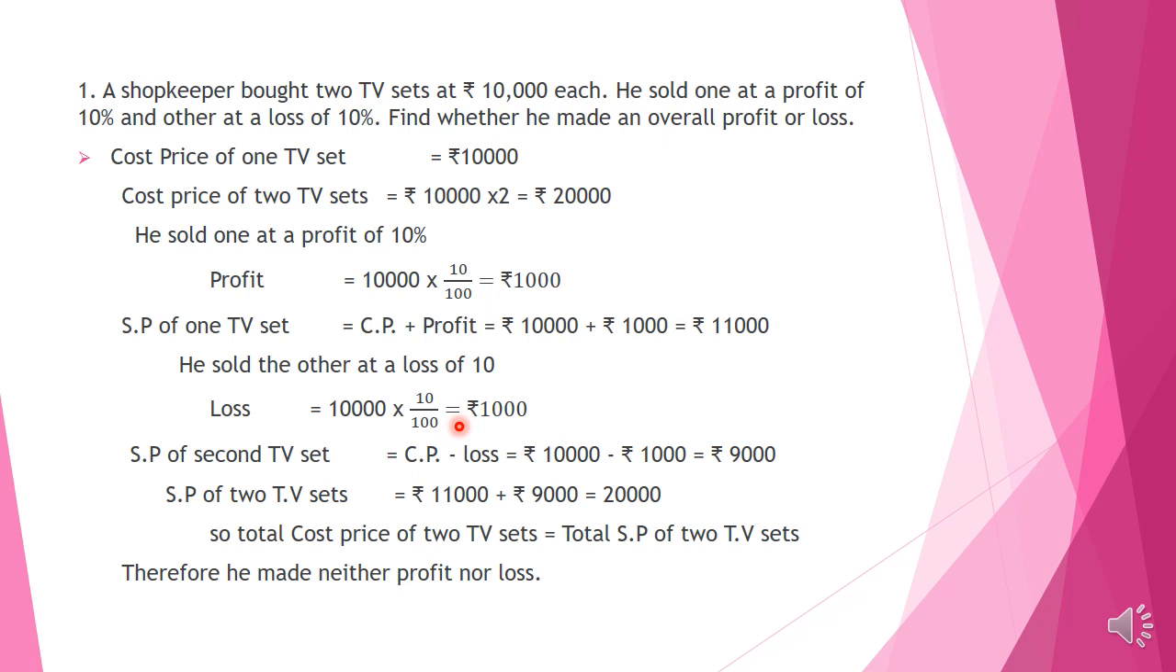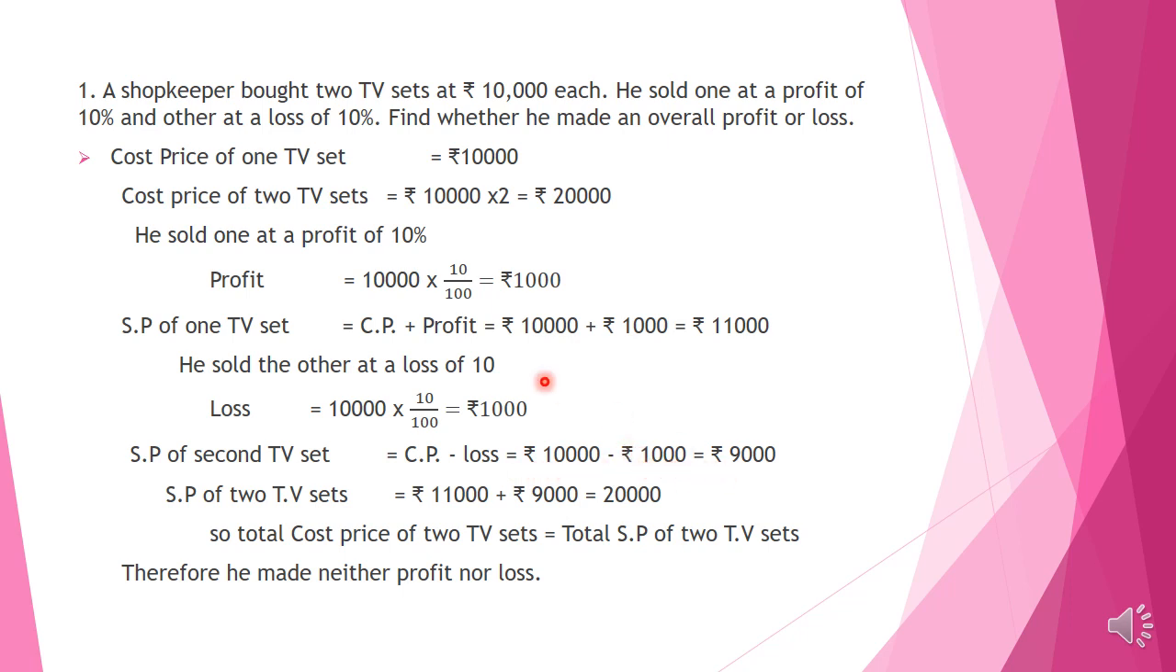Okay, he sold the other at a loss of 10%, and loss is 10% of 10,000. Again we get 1,000 rupees. Here it is a loss. Therefore SP of the second TV set is CP minus loss, which is rupees 10,000 minus rupees 1,000, and we get rupees 9,000.